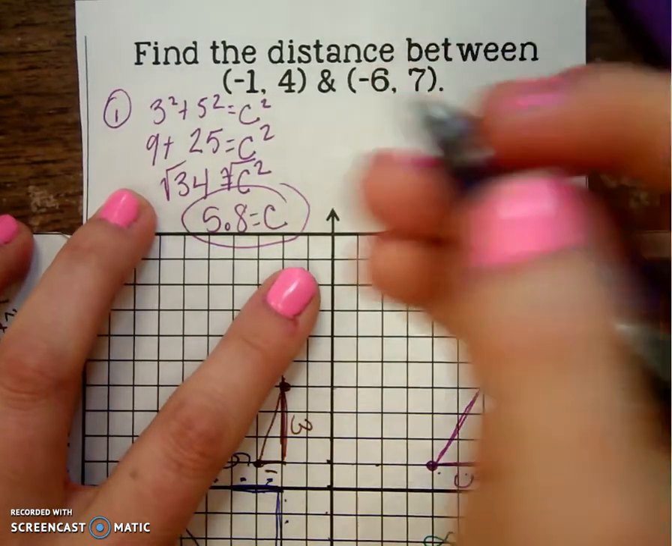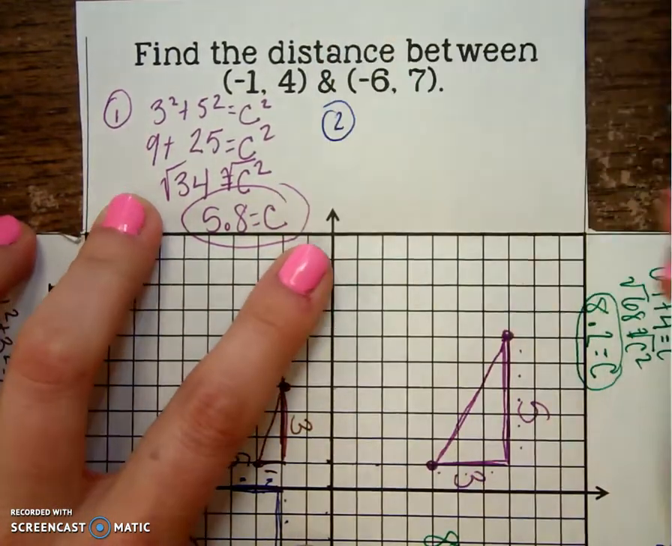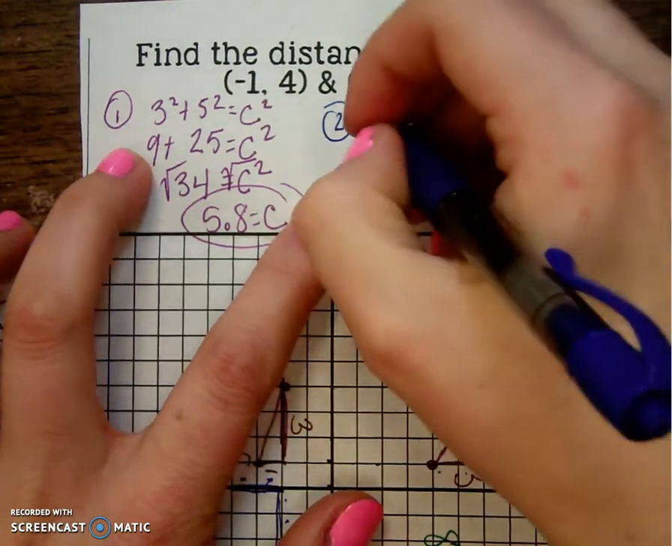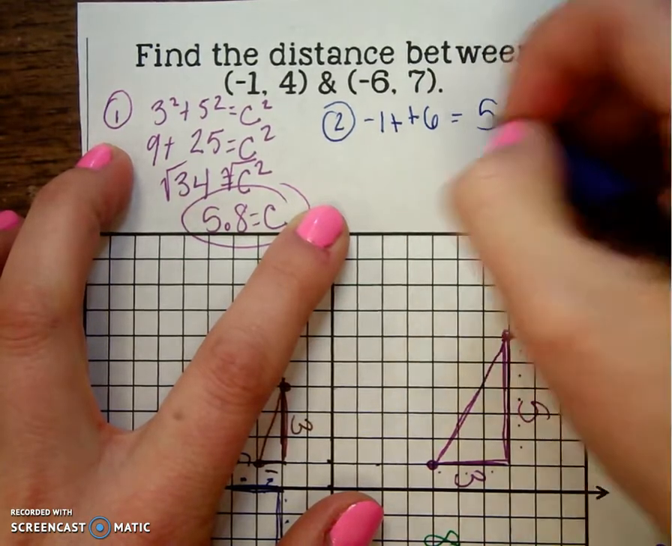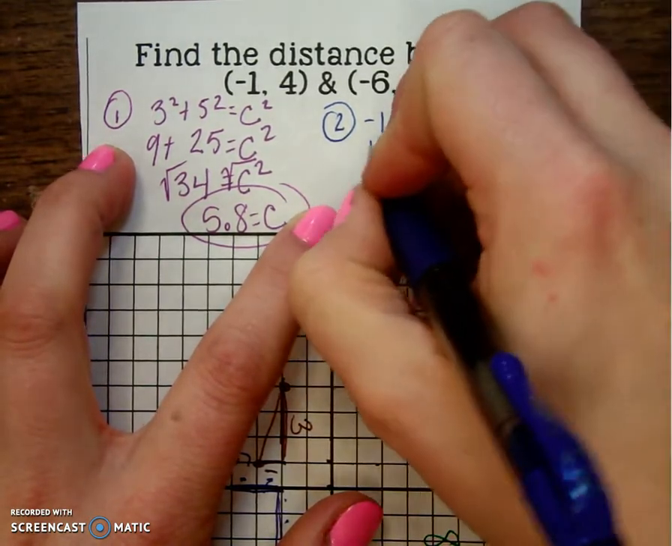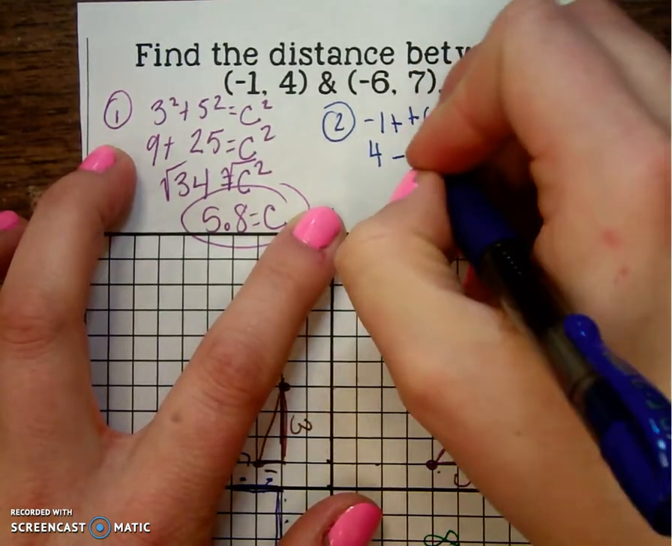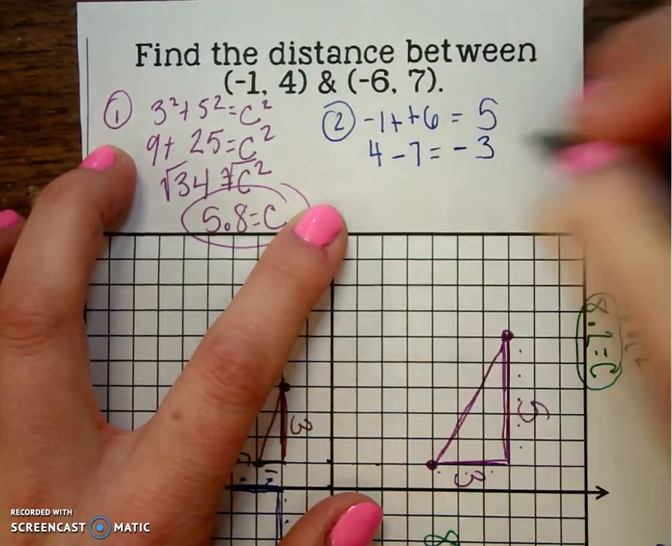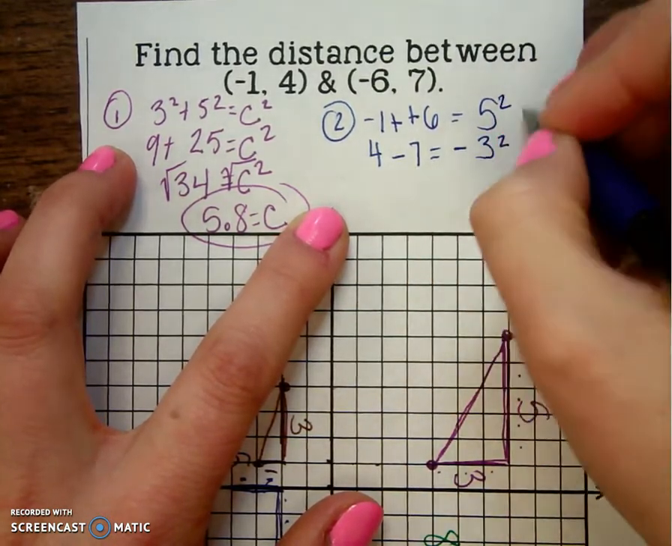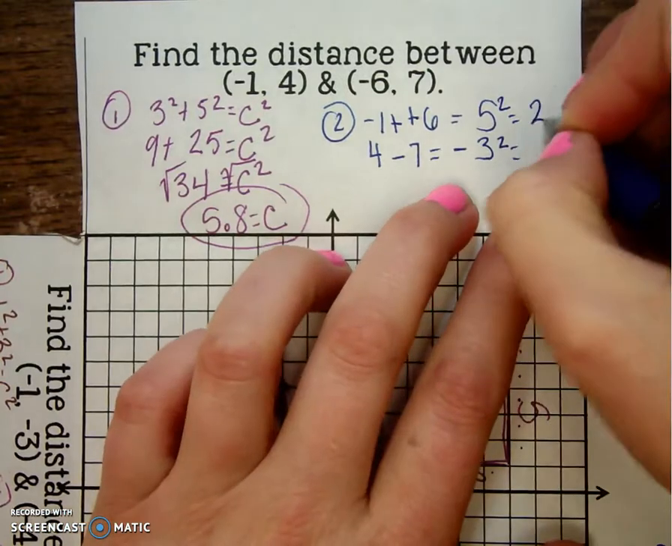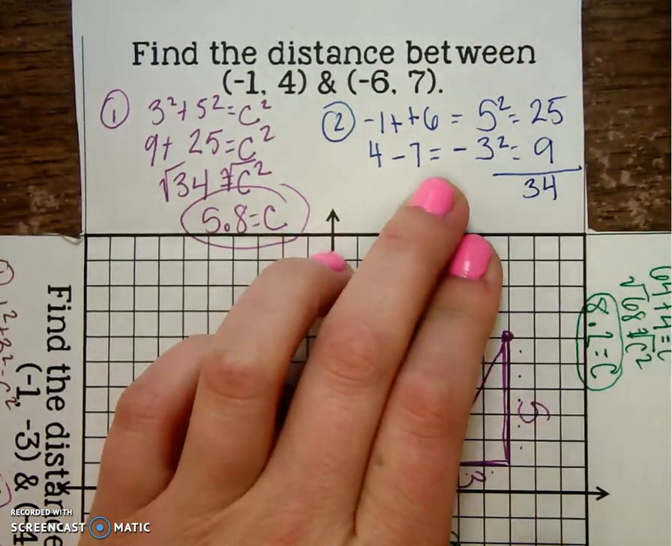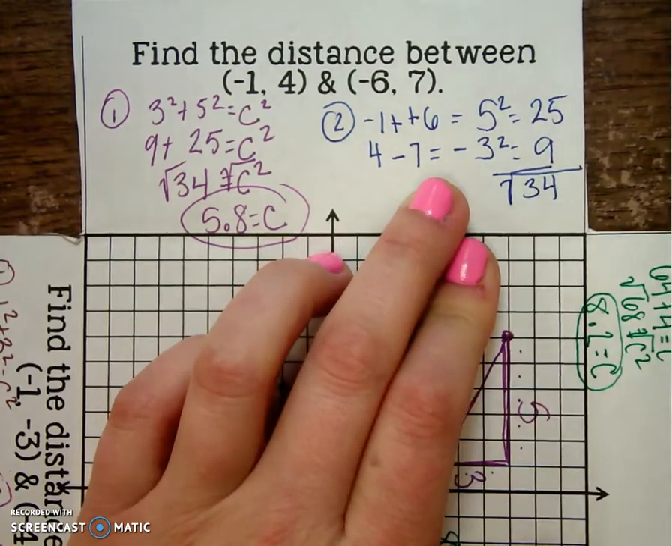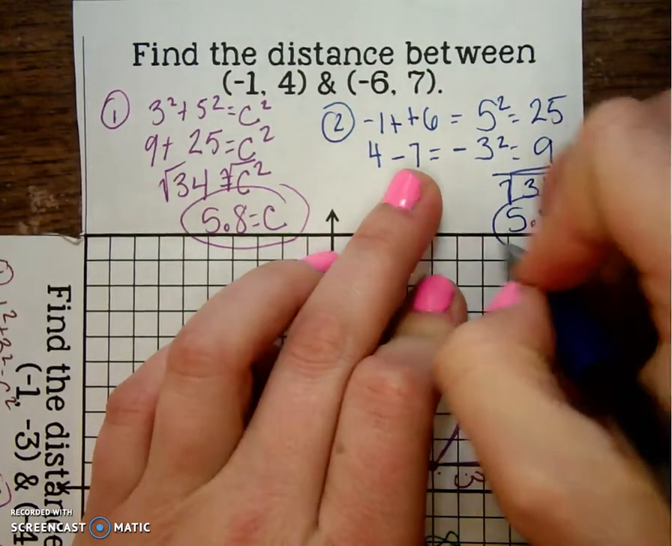Showing it with method 2, subtract your x's. -1 minus -6, keep change, equals 5. Subtract your y's. 4 minus 7 equals -3. Square them. 25 and 9 is 34. Find the square root, 5.8.